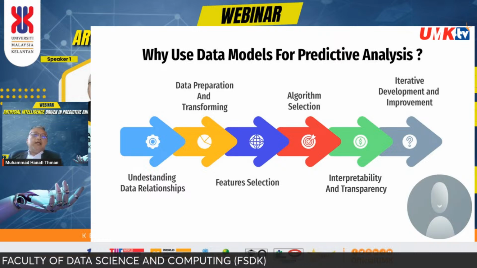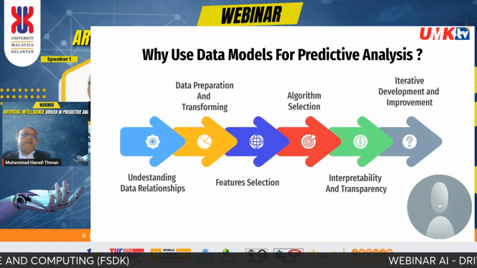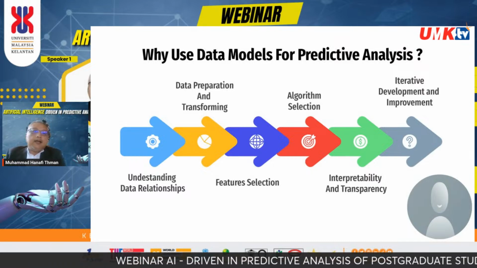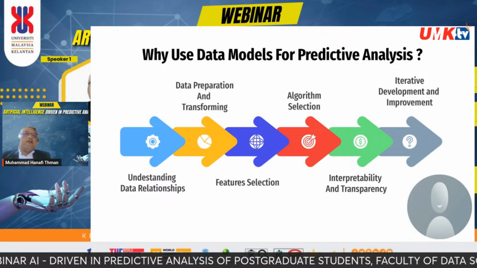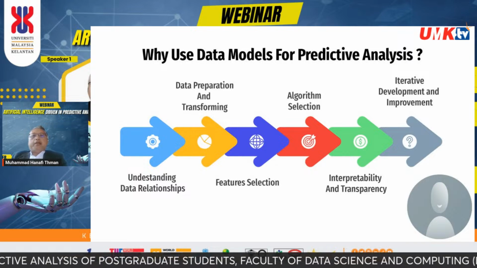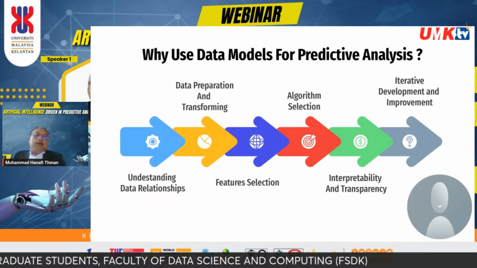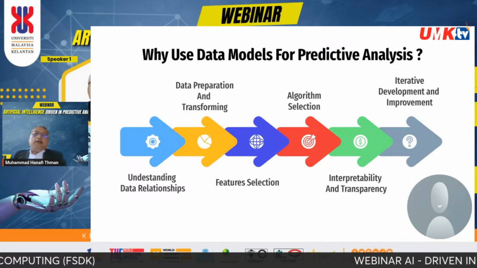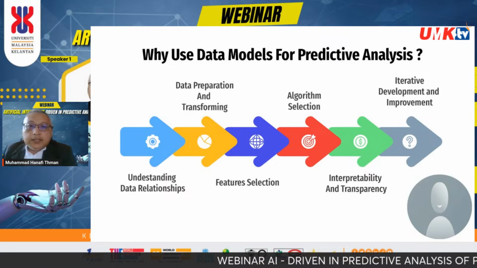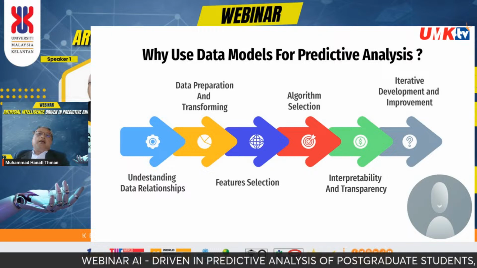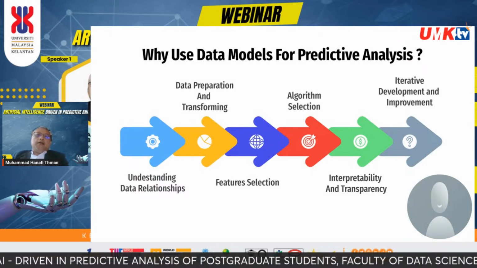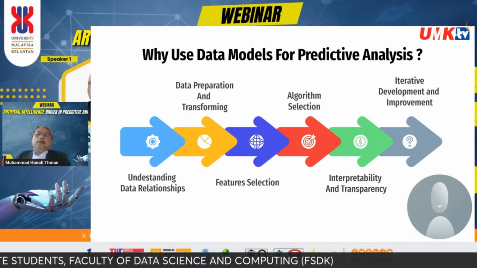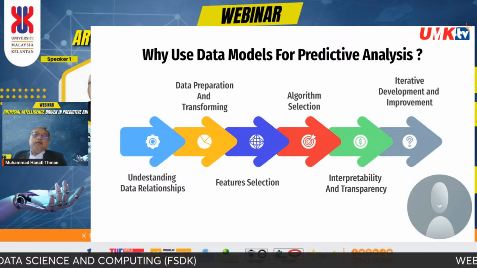Okay. Why use data models for predictive analysis? Okay. The first one is understanding the data relationship, and the second one is data preparation and transforming, and the third one is feature selection, and the fourth is algorithm selection, and next interpretability and transparency, and finally iterative development and improvement.